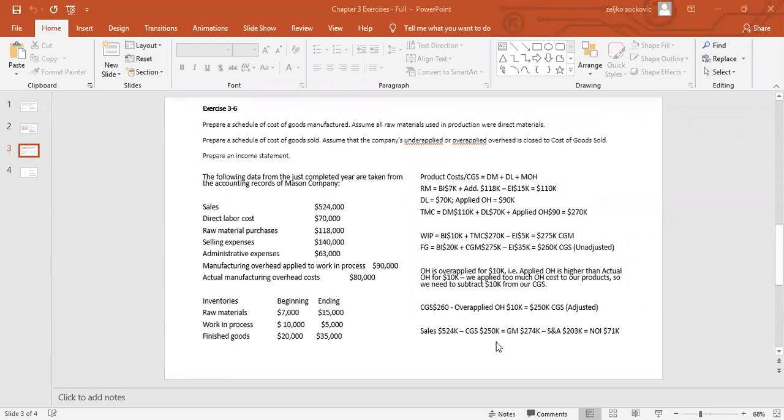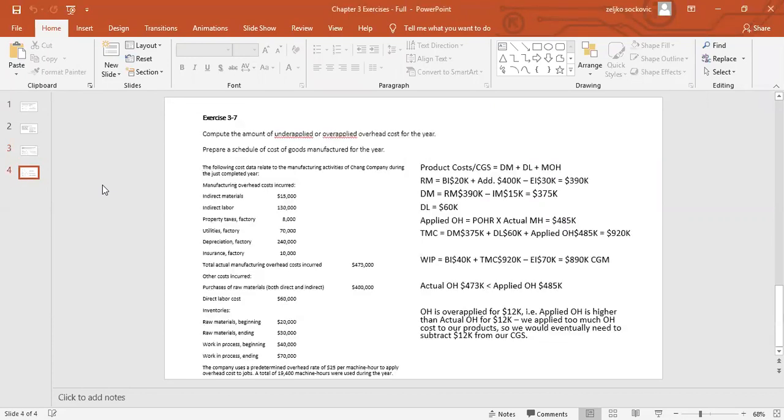And then we have an income statement: 524 in sales, minus 250 cost of goods sold, that's gross margin. You need to know this, right? This is chapter 1. The question might be, what's the gross margin? Well, the gross margin is 274, sales minus cost of goods sold. Then minus selling and administration, 203. Where do we see those? We see admin expense here, 63, and selling of 140, so that's 203. So our net operating income is 71. That would be the full thing.